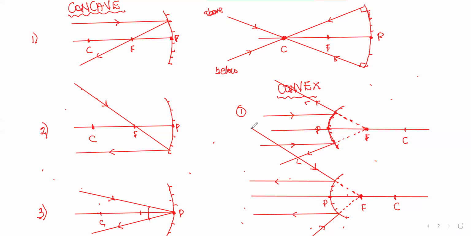So this ray appears to be coming from above here, and it appears to be passing through F, and after reflection is parallel to the principal axis. This ray also appears to be coming from down here and also looking like passing through F. After reflection, it is parallel to the principal axis, just the reverse form of this one. So this is the second rule as applied to convex. And the moment you get to understand the rules, oh, you are good to go.